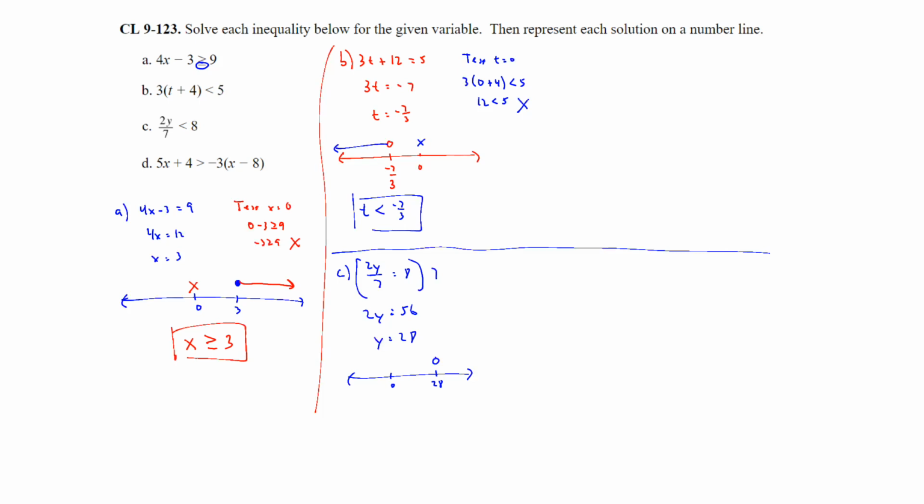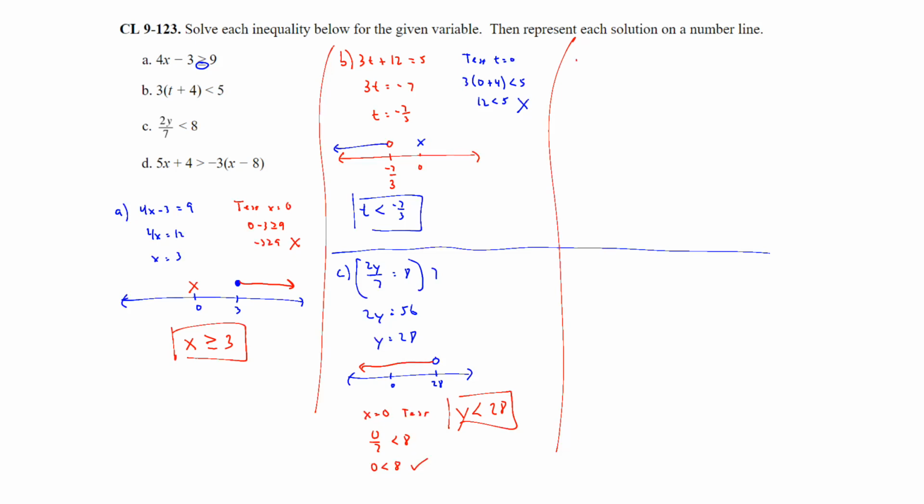And we will test the point 0. And when we do that, we get 0 over 7 is less than 8. 0 divided by 7 is 0. 0 is less than 8 is true. And so it is true over here, which means that's the way we're going to have our arrow going. So we're going to be going all values to the left of 28. So our solution is y is less than 28. Don't forget to write that inequality at the end stating what the solutions are.